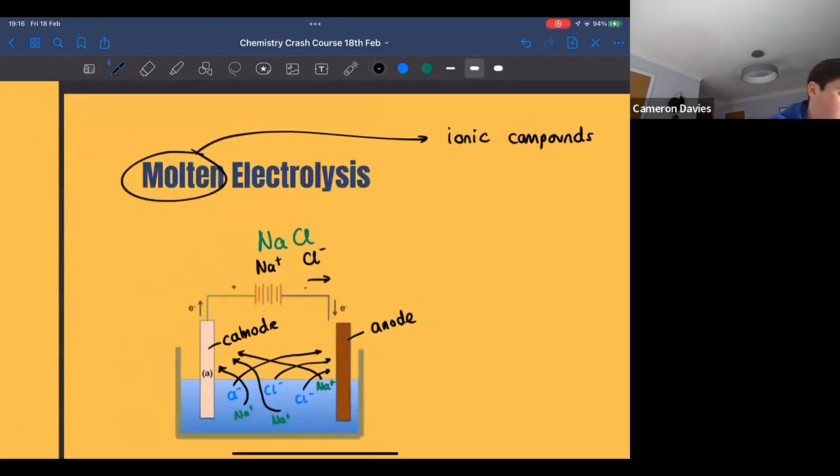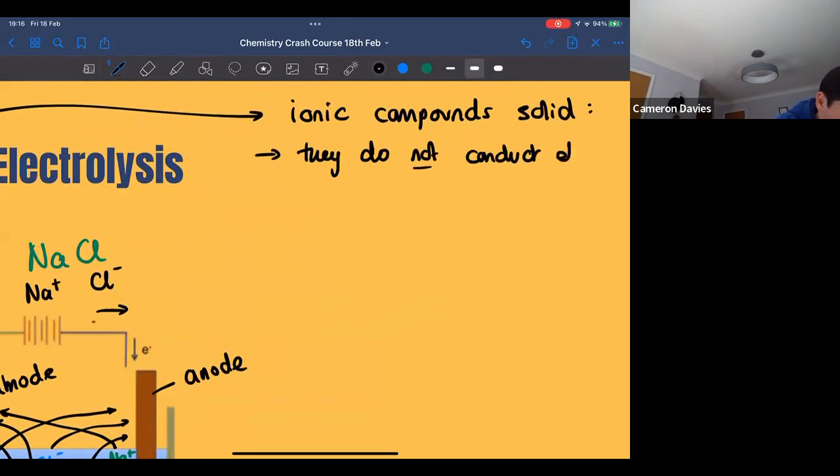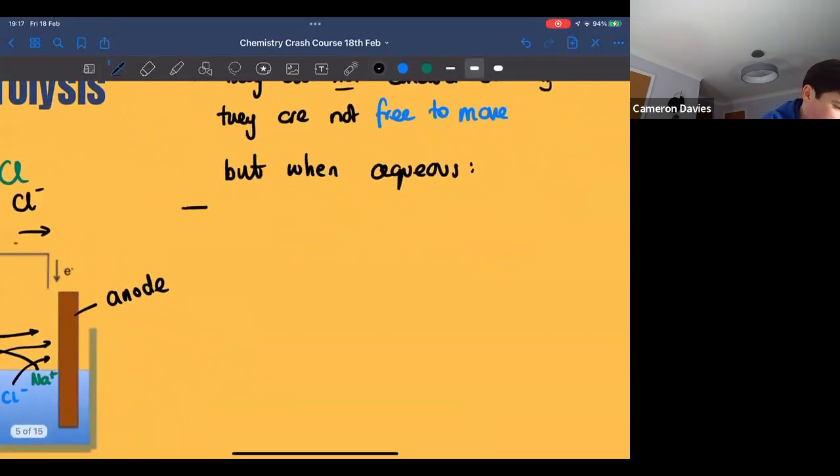Okay, so as I was saying, ionic compounds, when they're solid, don't conduct electricity. And this is because they are not free to move. But when they are aqueous, they are free to move, and so they do conduct electricity.